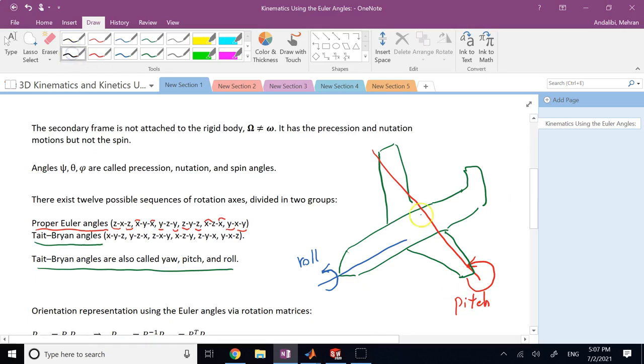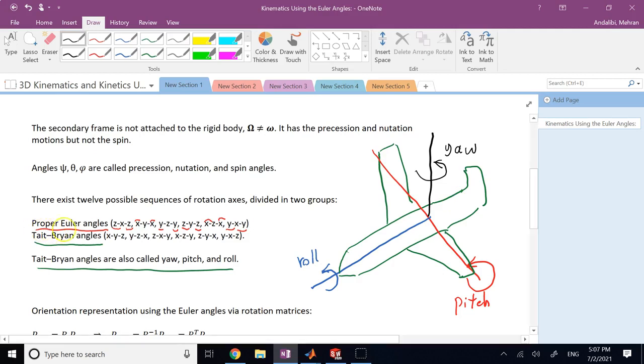And finally, the rotation about the axis that is perpendicular to the plane. Okay, so this axis is perpendicular to the plane, right? The rotation about this one, we call that yaw. So you see clearly the rotations are about three perpendicular axes. None of the two are about the same type of axis. That's why these are also called yaw, pitch, roll. And as I said, we use them in airplanes to define the orientation of the airplane, but not everybody in every application is using them.